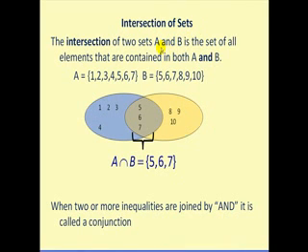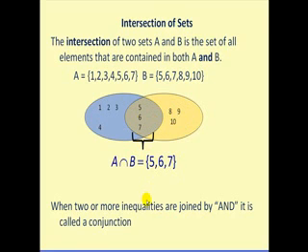The intersection of two sets, A and B, is the set of all elements that are contained in both A and B. So if set A consists of the numbers from 1 through 7 listed here and also in the blue region, and set B consists of the integers from 5 to 10 listed here and also in the yellow region, the intersection, or the numbers that are in both sets, would be 5, 6, 7.